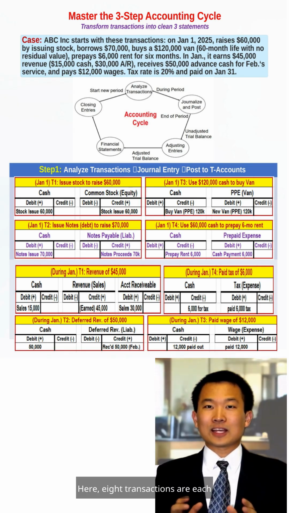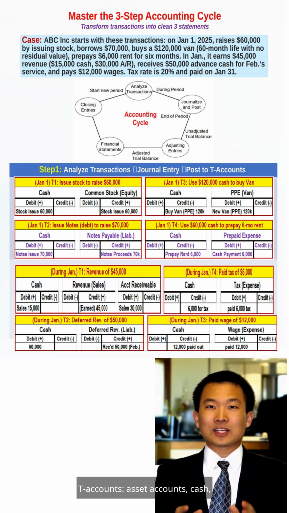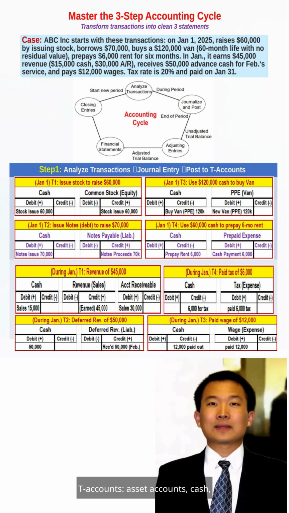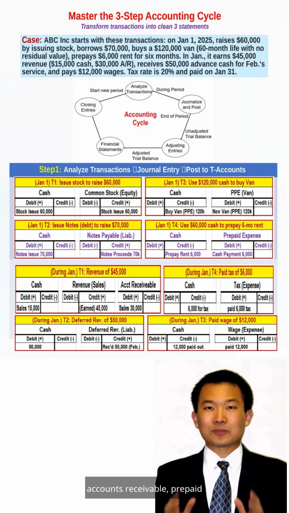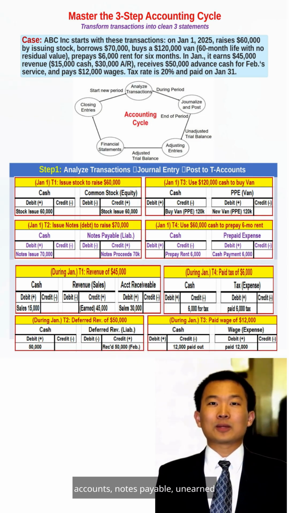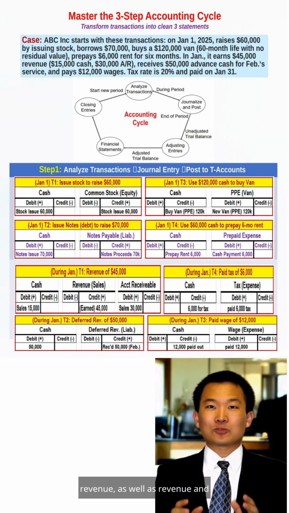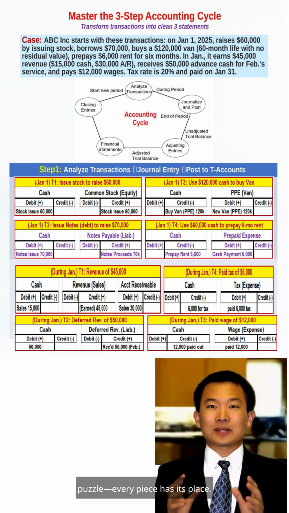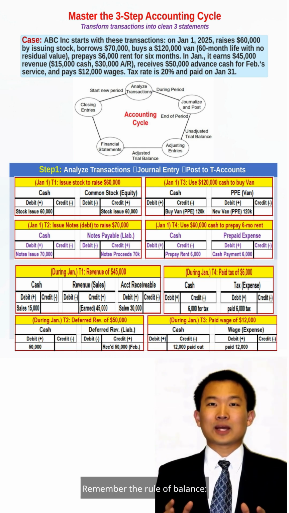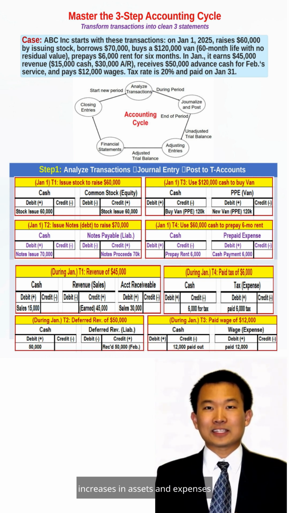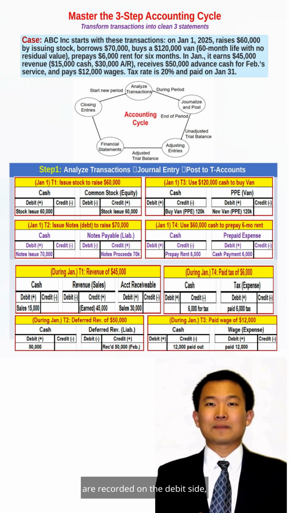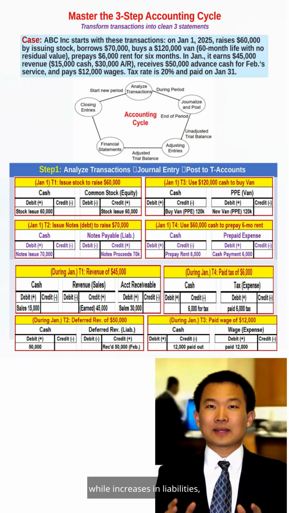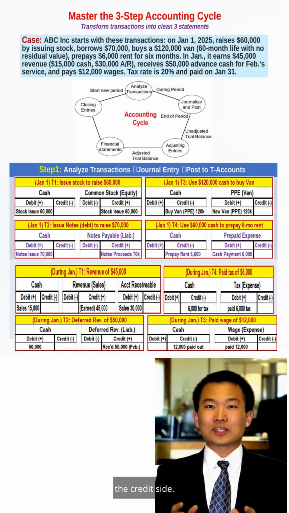Here, 8 transactions are each recorded in their respective T accounts. Asset accounts: cash, accounts receivable, prepaid expenses, fixed assets; liability accounts: notes payable, unearned revenue; as well as revenue and various expenses. Posting is like putting together a puzzle. Every piece has its place. Remember the rule of balance. Increases in assets and expenses are recorded on the debit side, while increases in liabilities, equity, and revenue are recorded on the credit side. This is the basic grammar of the accounting language.